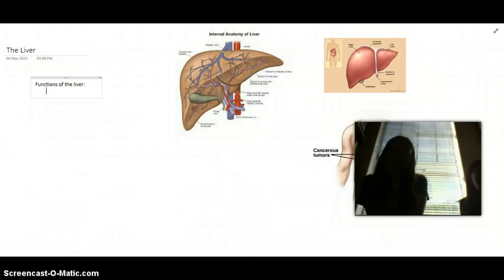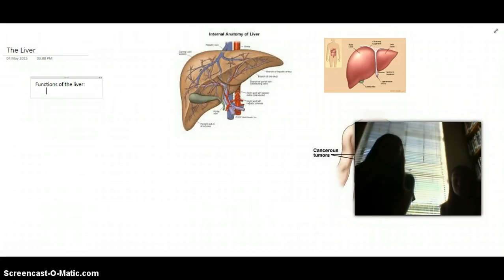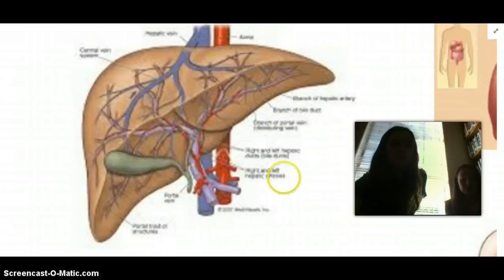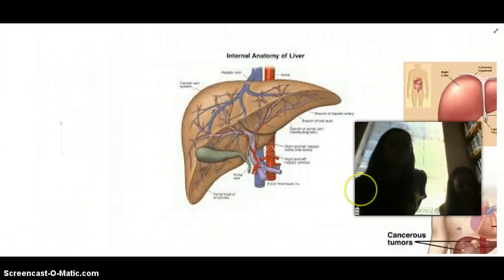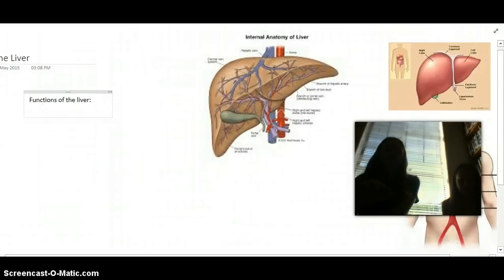So the lobules in the liver are each surrounded by branches of the hepatic artery and the hepatic portal vein. And down their center runs a branch of the hepatic vein. In the lobules, there are these specially adapted capillaries called sinusoids. And basically, these capillaries connect the hepatic portal vein and the hepatic artery with the hepatic vein.